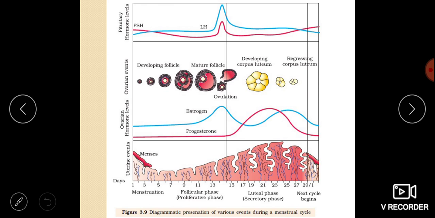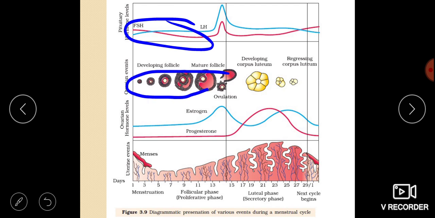I'll be starting from the pituitary hormone, where the FSH as well as LH are shown. You can see in the beginning what is happening. The FSH and LH start increasing. When they start increasing, what is the effect on the ovary? The follicles will also start growing. When these follicles are growing, they will start releasing the estrogen. In the beginning, you can see the level of estrogen is less. As soon as the follicles are growing, the level of the estrogen is also going up, but the progesterone is still very low.